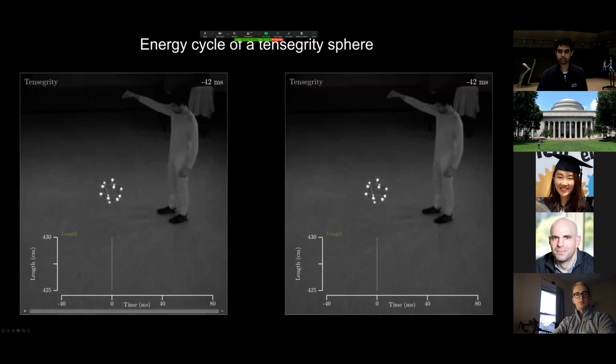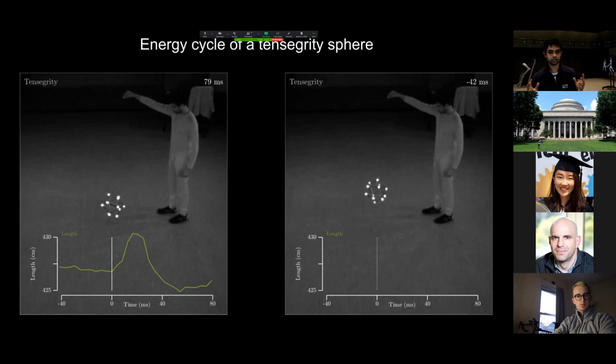Let's study the energy cycle of a tensegrity sphere. I'm going to show you what happens when I drop it on the ground. Because I know where all the vertices are, I'm measuring all the positions of all the vertices. And I know which bands connect to which vertices, so I'm calculating the total length. There are about 12 elastic bands of this size, so that all adds up to about 400 centimeters. The change is very small, but let's look at this in slow motion again.